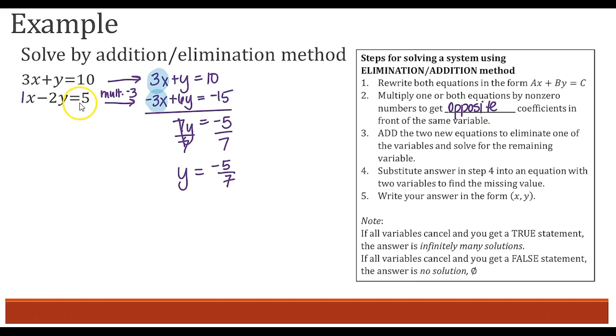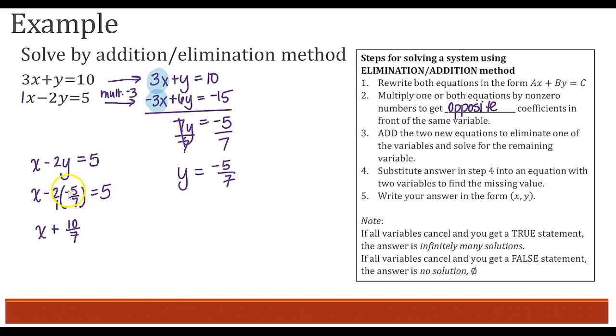So I'm going to go ahead and take this bottom equation here. So I'm going to take x minus 2y is equal to 5, and I'm going to plug in negative 5/7 for y. So I have x minus 2 times negative 5/7 is equal to 5, or x plus 10 over 7.